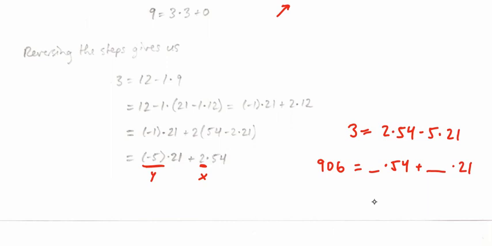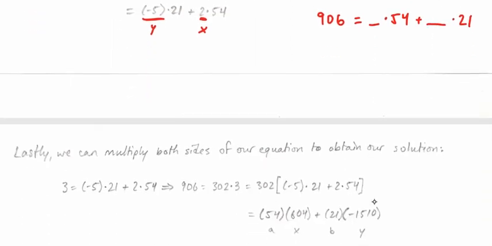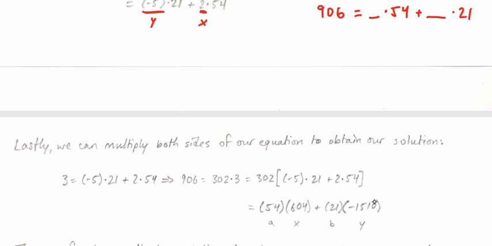So to go from 3 to 906, we multiply by 302. What we do to one side, we have to do to the other side to make sure that it stays the same. So I'm going to multiply the right-hand side by 302 as well. But when we multiply by this 302, we're only going to multiply that 302 into the number out front.